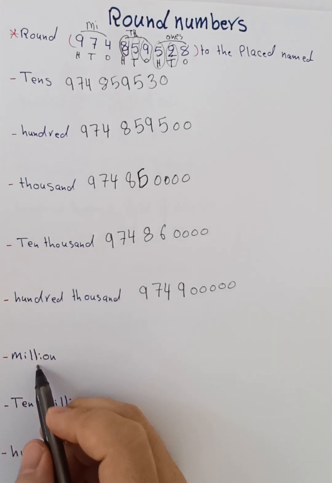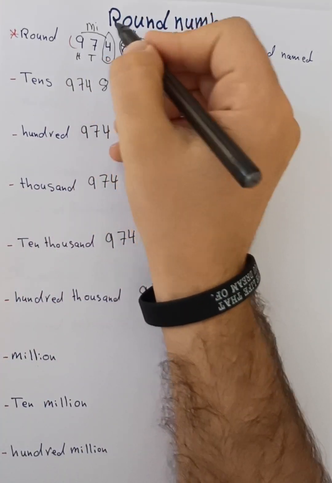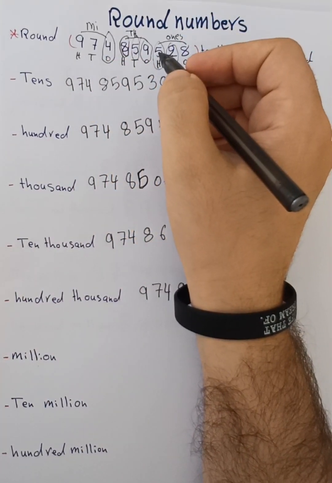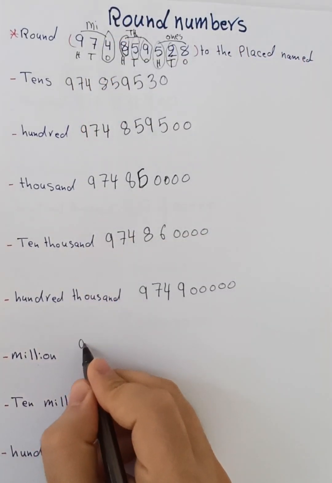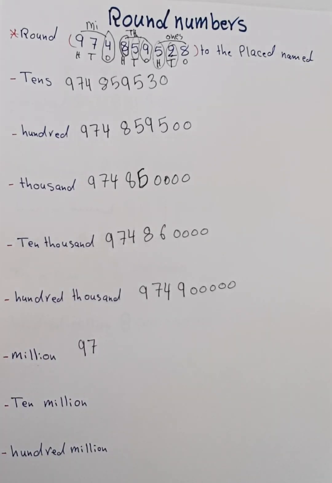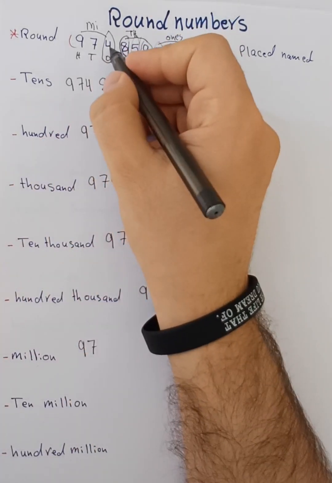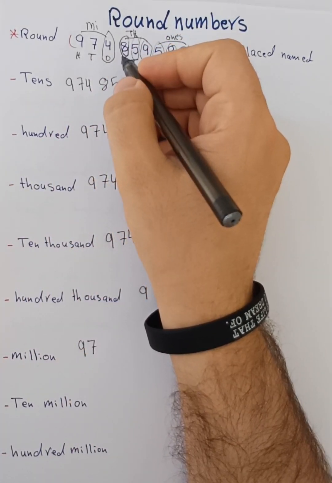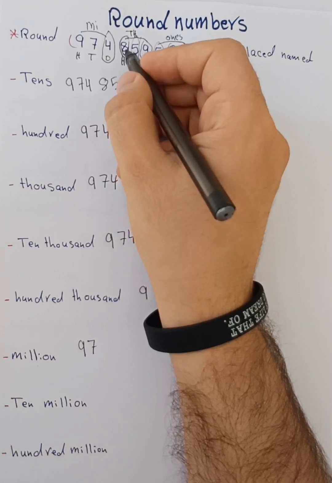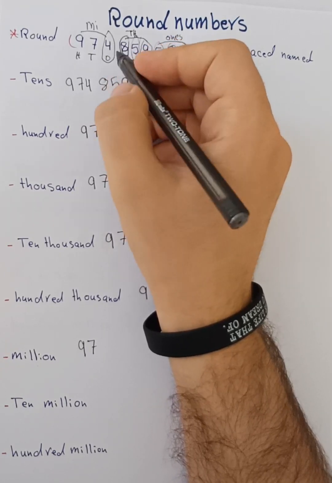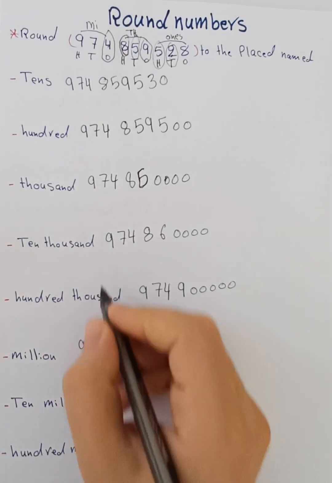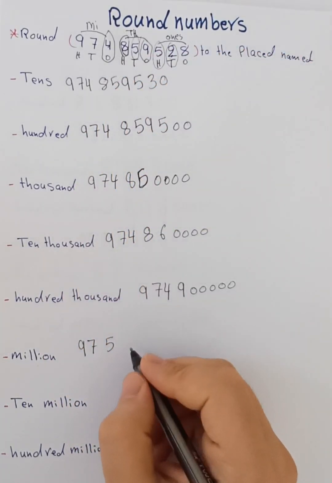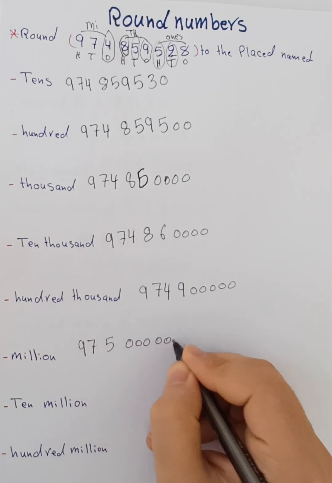After that you have to round million. This is the million digit. Before the million digit you have 97. We have to write 97. And after 4 we have 8. By rounding rule, if you have a number greater than 5 or 5, this number increases by 1. So 4 becomes 5, and these 6 numbers become 6 zeros.